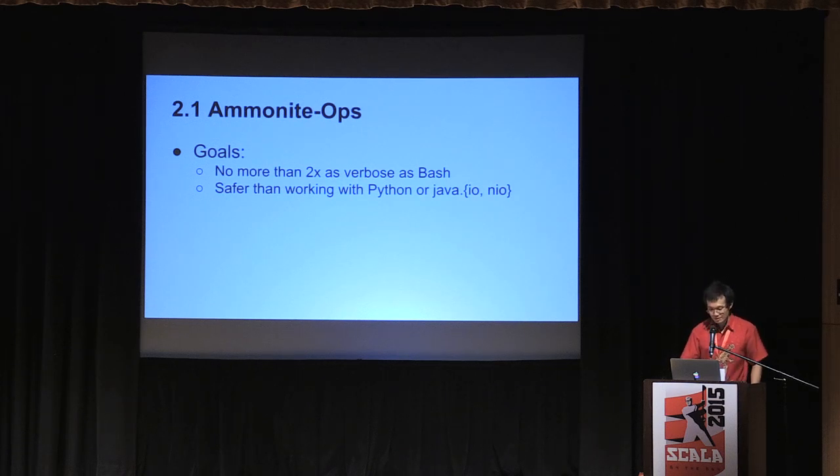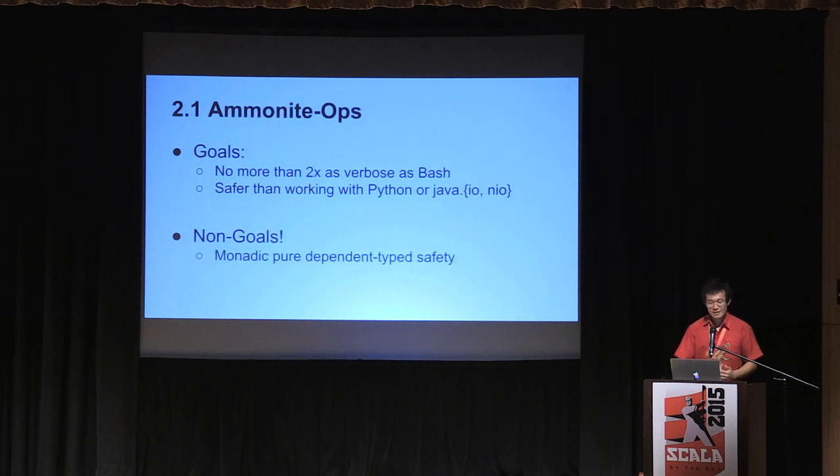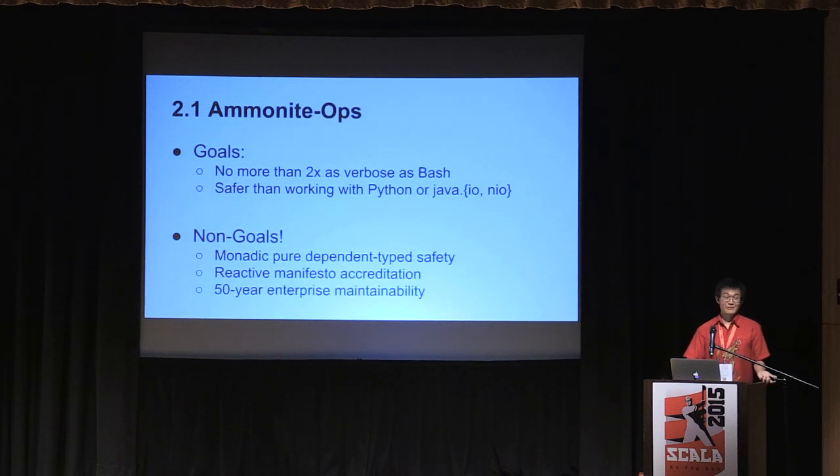what's the point of this? As non-goals, I'm not aiming for monadic pure dependency type safety here. So if you have a problem that you're writing too much Haskell, that's great. This is not the library for you. This is meant to replace bash. Similarly, it's not looking for a reactive manifesto accreditation. Everything is synchronous, everything is blocking, everything is heavyweight.